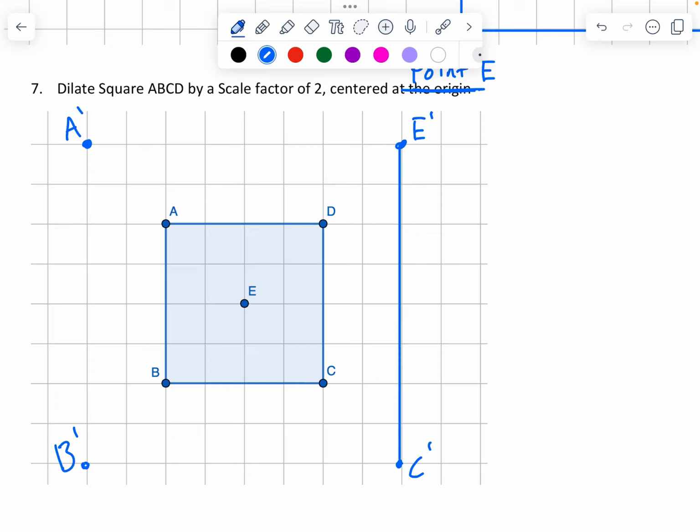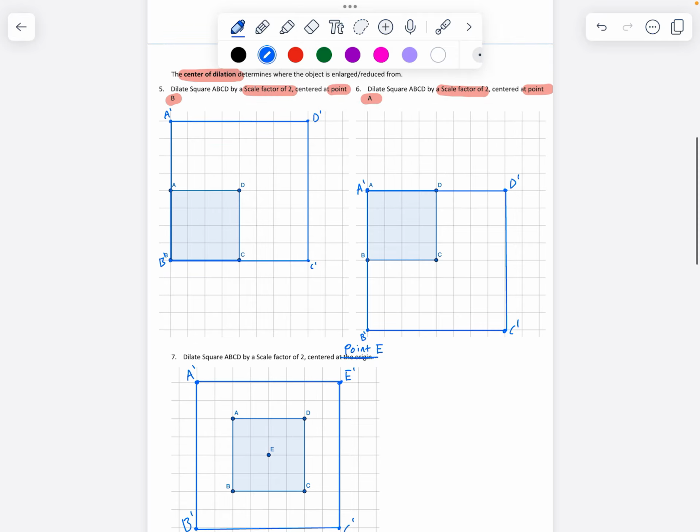So you can see here that when your center is in the middle of the shape, your shape expands in all directions. So that's really what you're doing here.